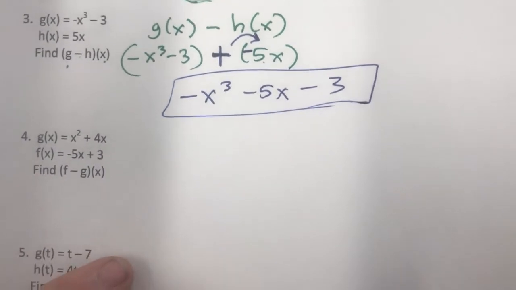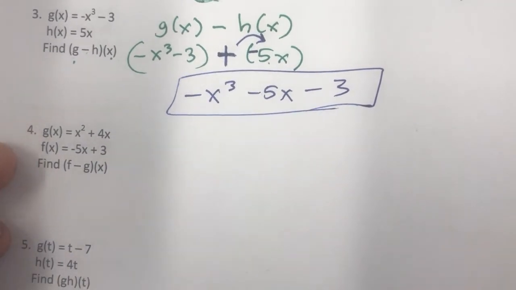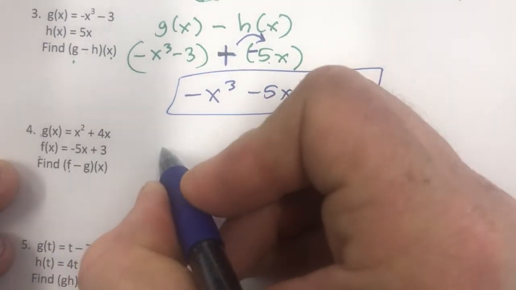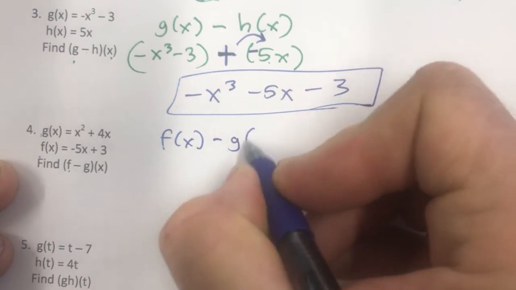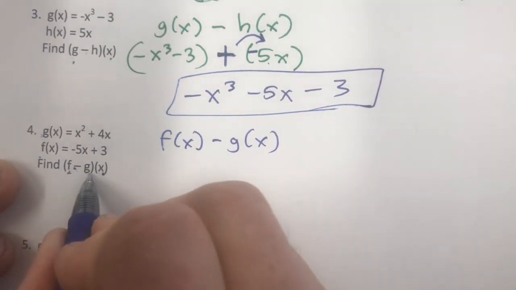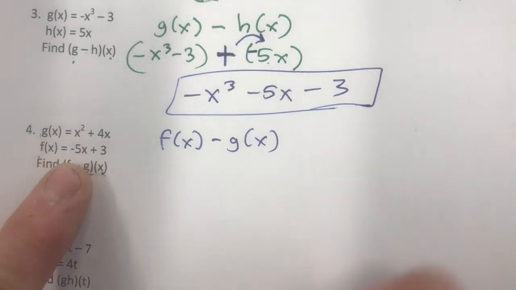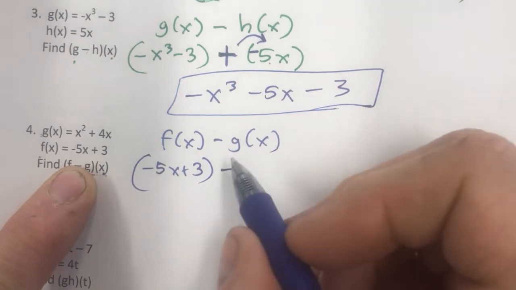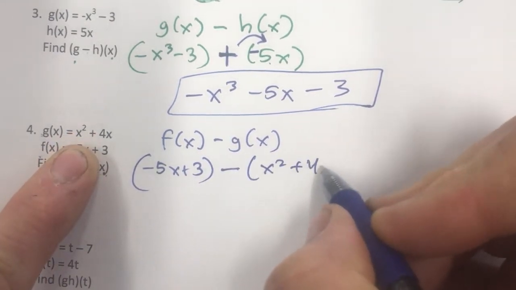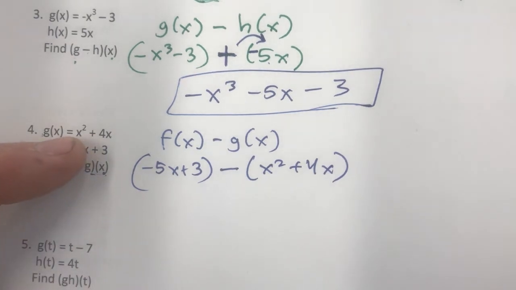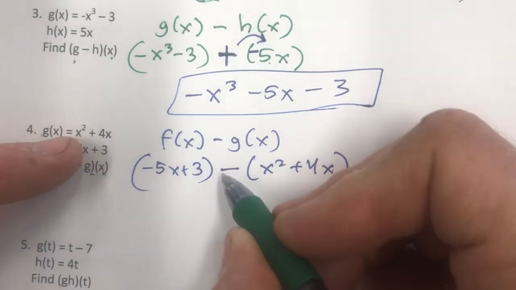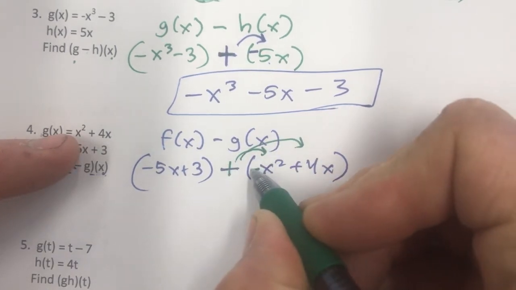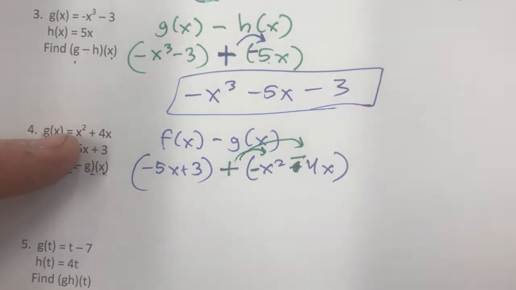Okay, what about this number 4 here? Here's the g function, here's the f function. This is f minus g of x. So that's going to be f of x minus g of x. f of x is right here, negative 5x plus 3, minus g of x, which is this x squared plus 4x. Now you don't want to subtract, so you distribute that subtract into this expression here. Change this to add. That's going to make that a negative and make that a negative.